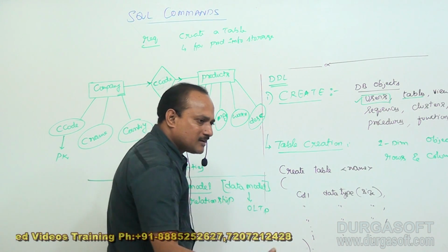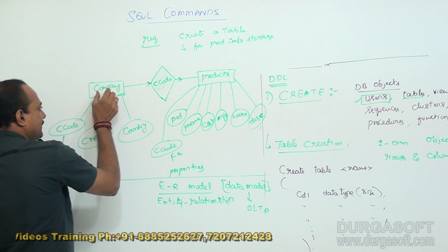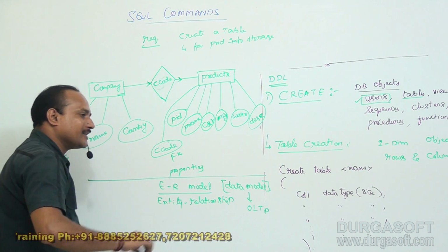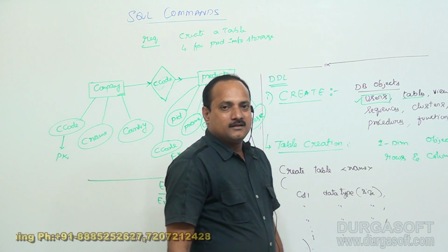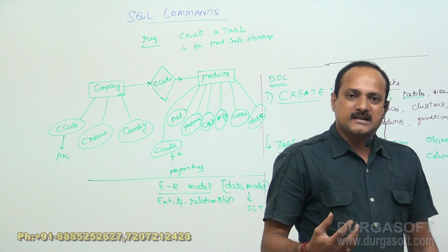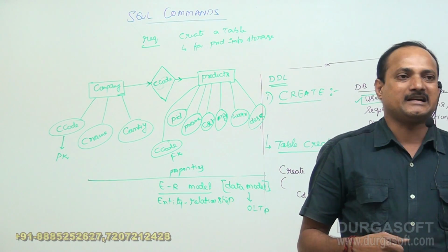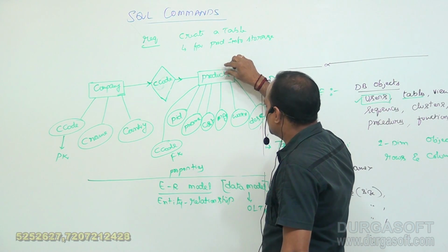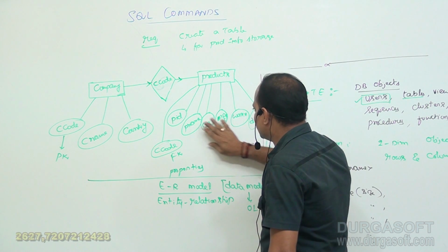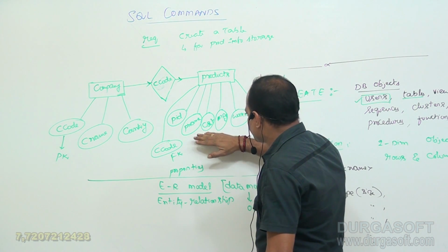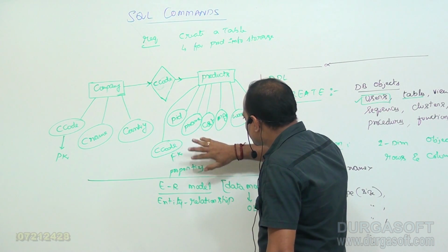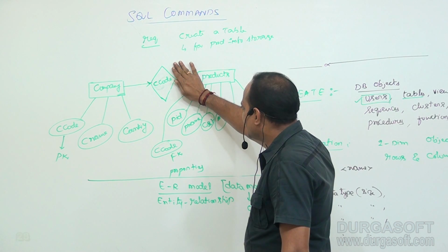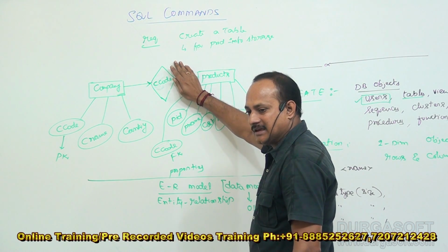Okay, and what are the columns in the company table? In this table you have to take the property names as column names. The property names of an object are considered as column names in the creation of a table. Similarly, I am going to create a table for products. In the products, these are the properties, and these properties are considered as column names. So this is the ER model.